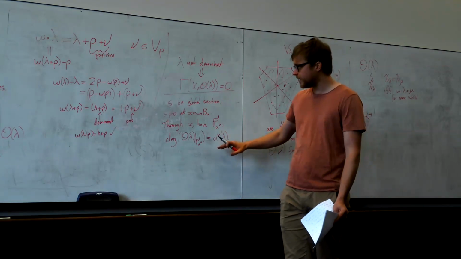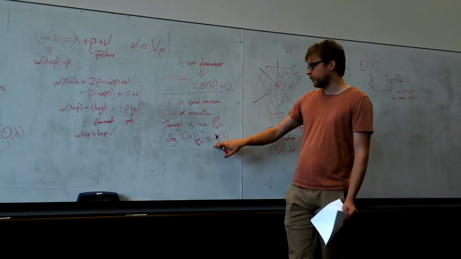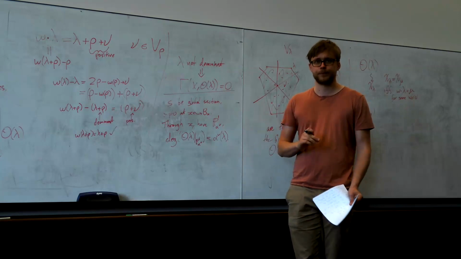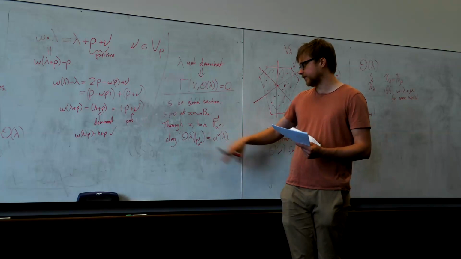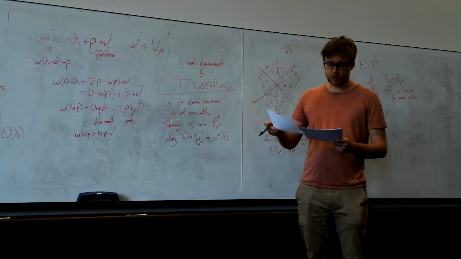So you see that having global sections is exactly equivalent to pairing non-negatively with all of your simple coroots. And so that is why it's nice that the two notions of positivity agree.